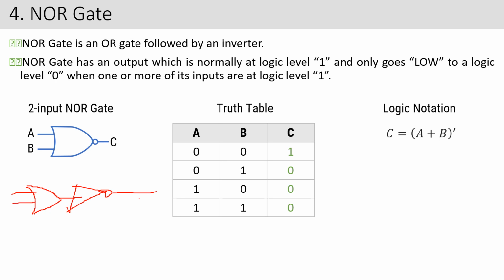See, instead of drawing like this, you can draw it this way also. This is the NOR gate, this is the OR gate. So what I did here, I just combined them: instead of taking the entire NOT gate, I just use this circle, and I'm putting it here.